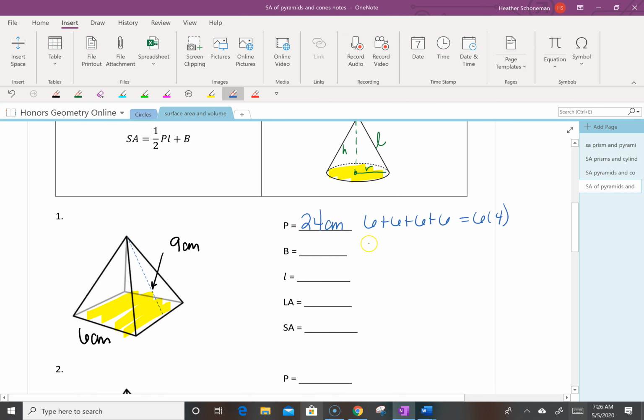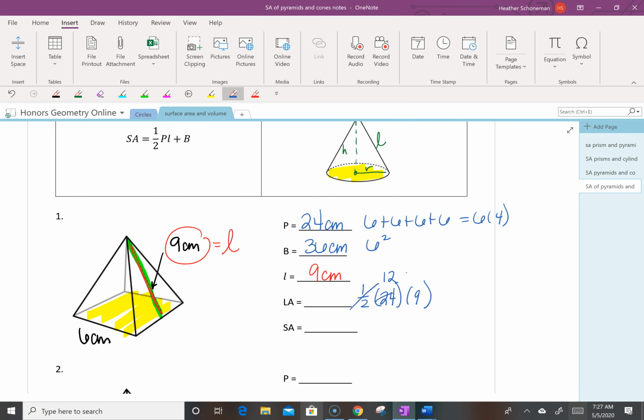The area of the base, well, it's a square. The area of a square is side squared. So we get 36 centimeters. The slant height, this number right here, this line, it's going down the middle. This is the slant height. So there's nothing to calculate on this one. Now that we know that, we can find the lateral area, which is 1/2 the perimeter times the slant height. Take half of one of the numbers and then put this in your calculator. 12 times 9 would give you 108.